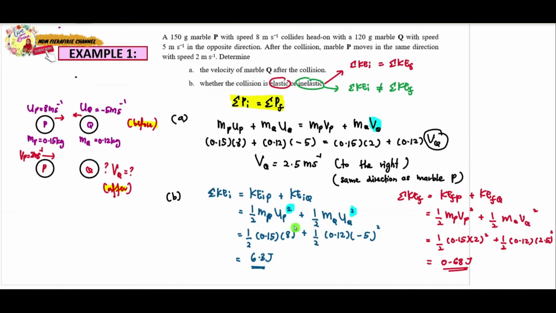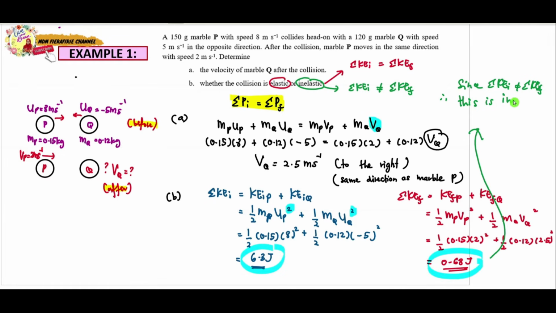If we compare the two, we can see that the total kinetic energy, we continue on top here. Since total kinetic energy initial is not the same as the total kinetic energy final, therefore this is an inelastic collision. Alright, so we finish example number 1.